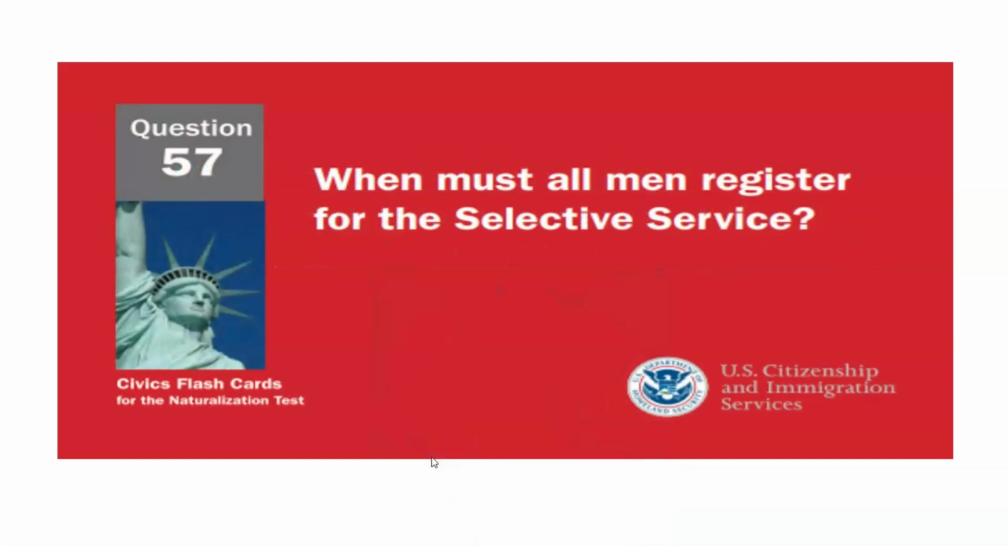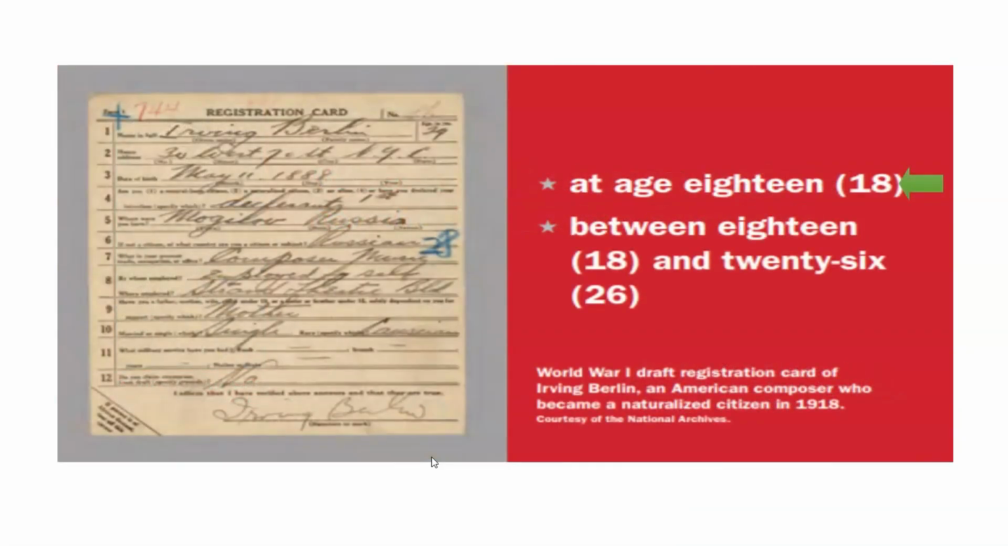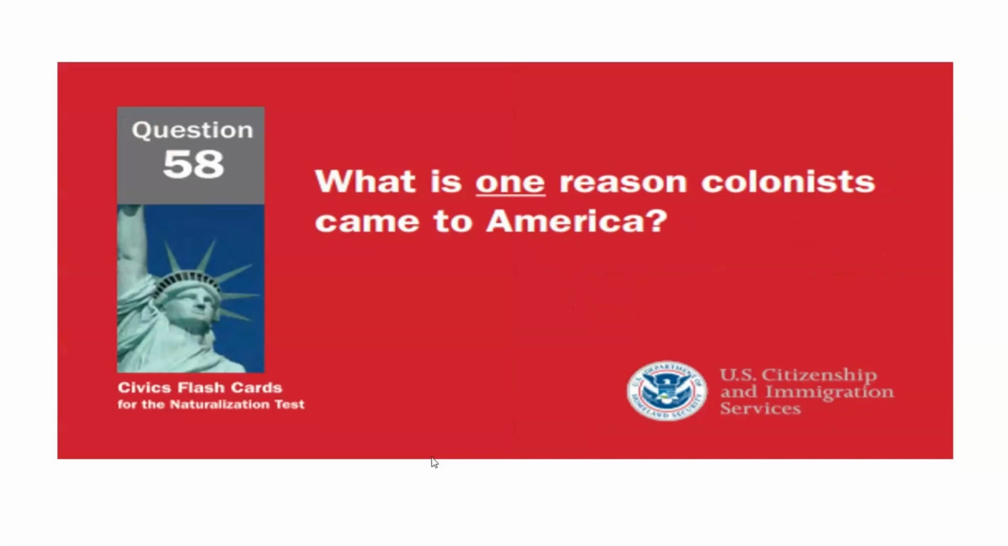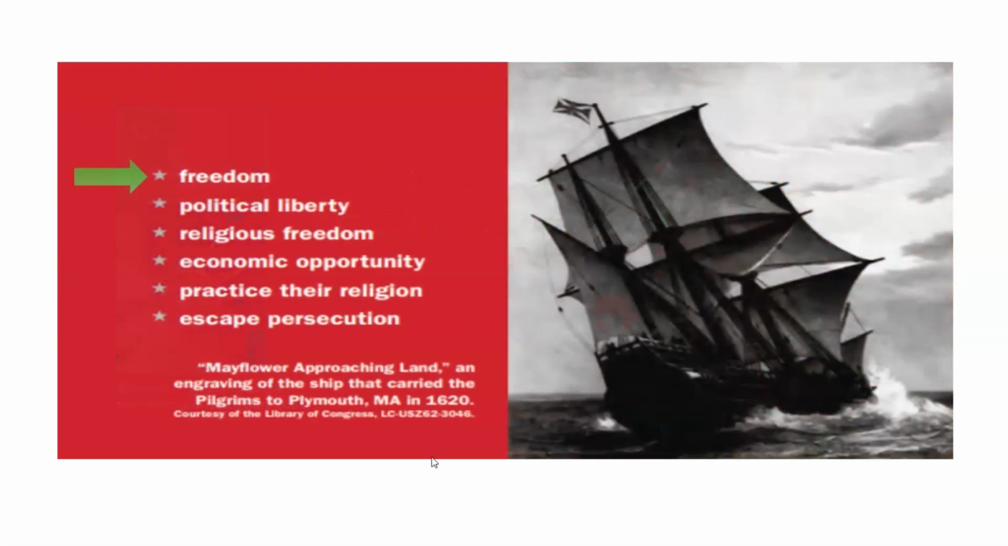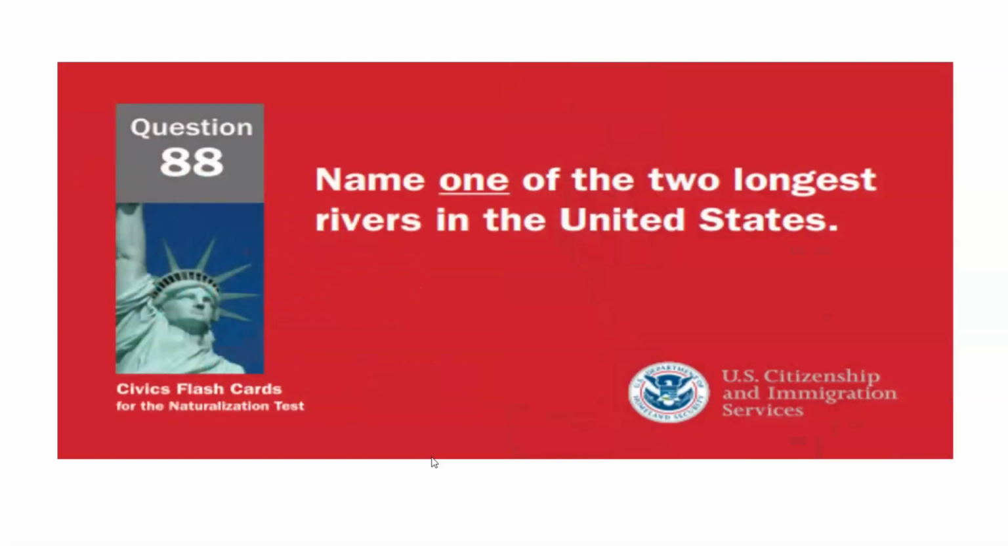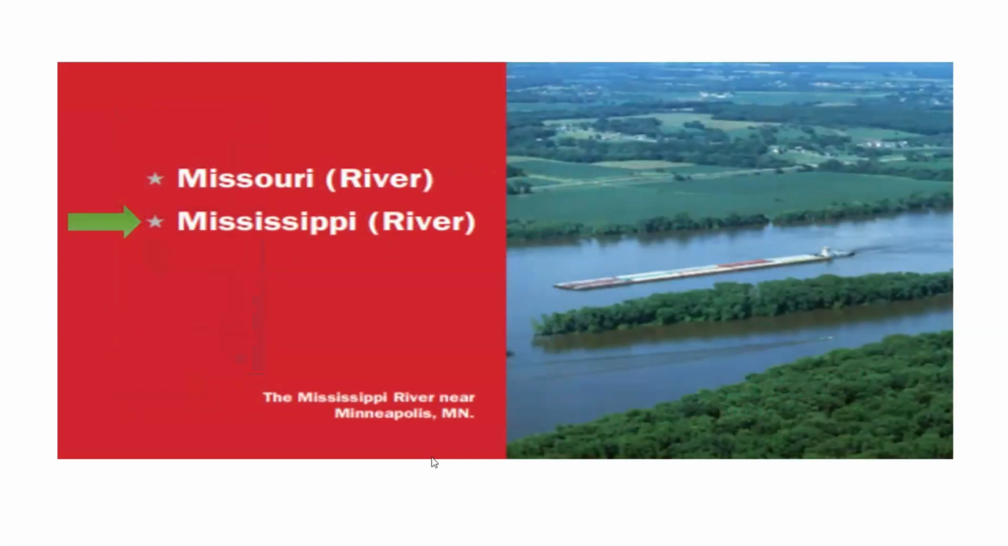When must all men register for the Selective Service? At age 18. What is one reason colonists came to America? Freedom. Name one of the two longest rivers in the United States. The Mississippi River.